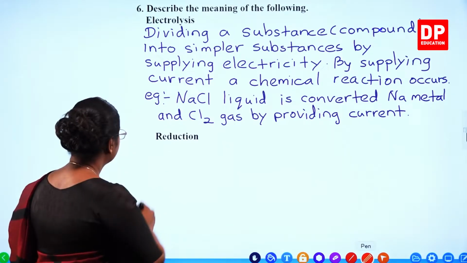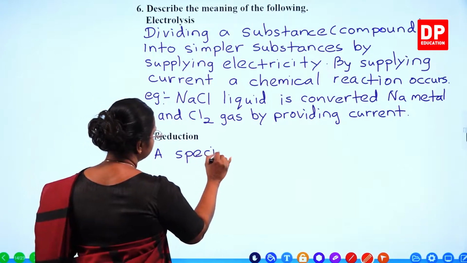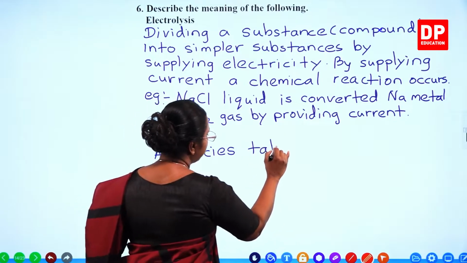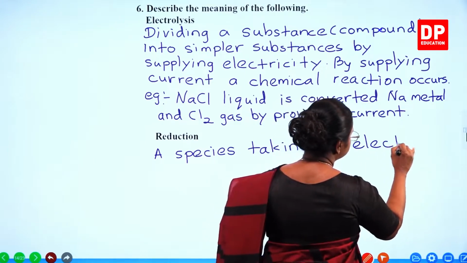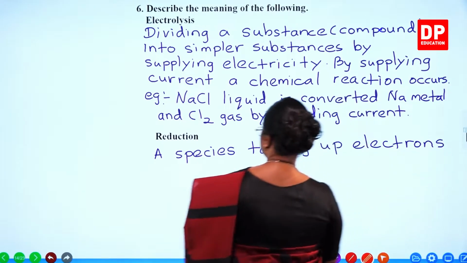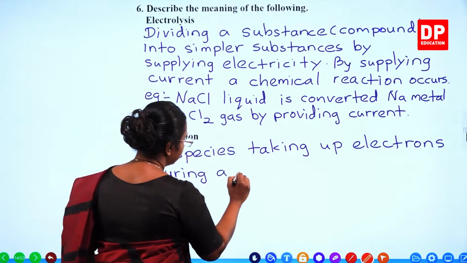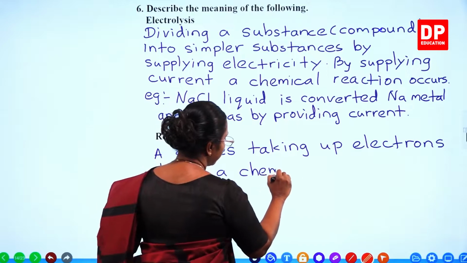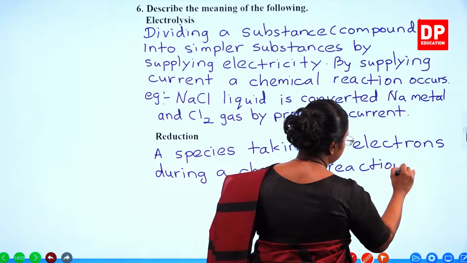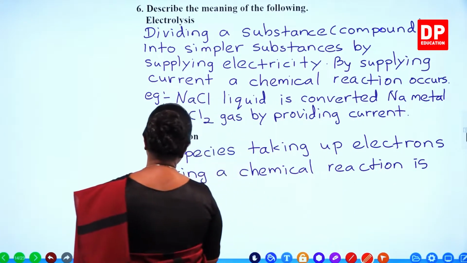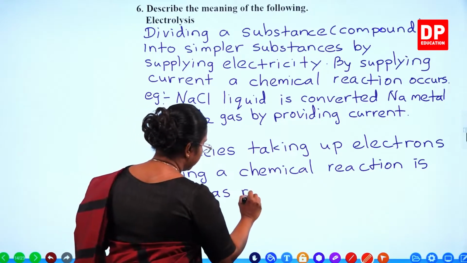So basically, a species taking up electrons during a chemical change or chemical reaction is known as reduction.